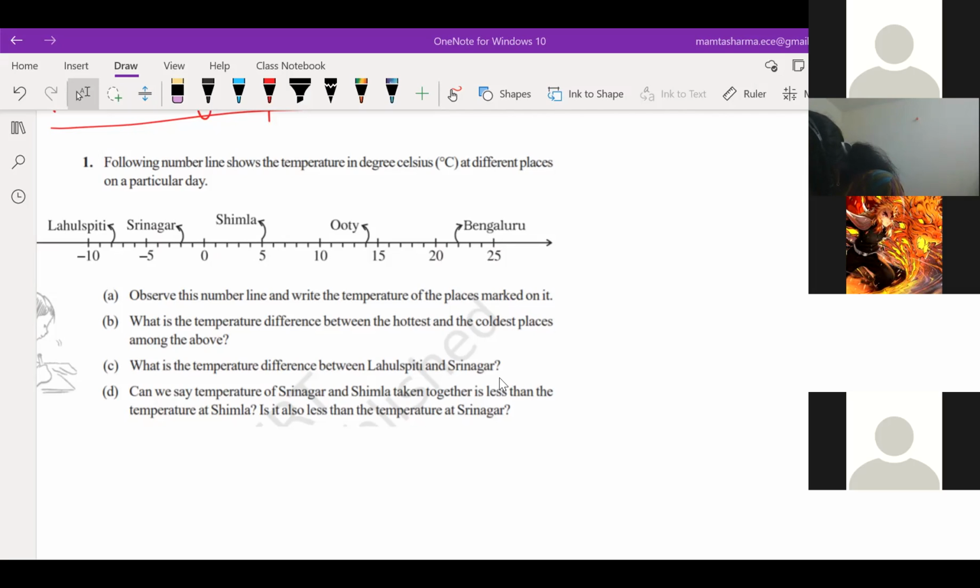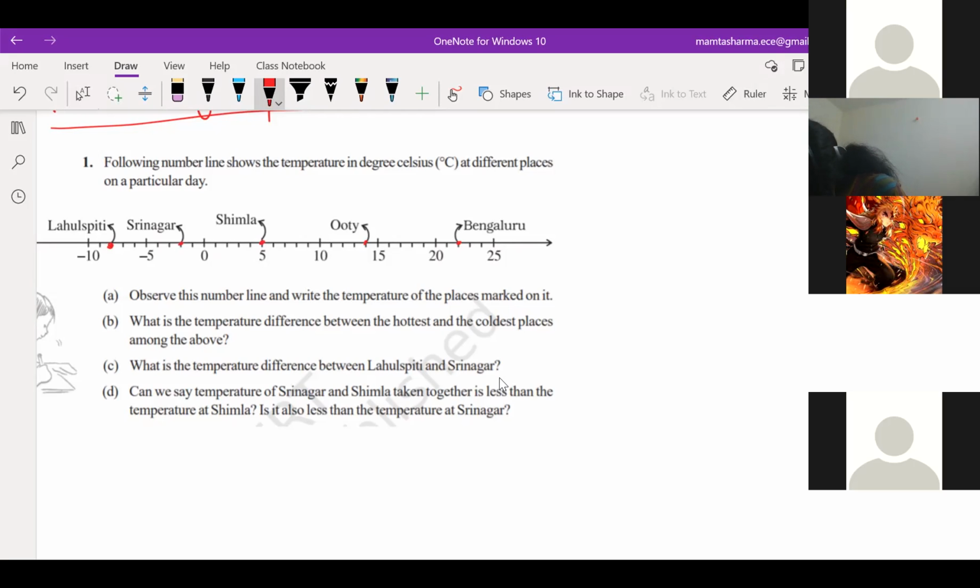This is the temperature for Ooty, this red one. This is the temperature for Bangalore. First mark the dot on the respective temperature. Now can you figure out these numbers? Yes, ma'am, we can easily, because we know how to read a number line.